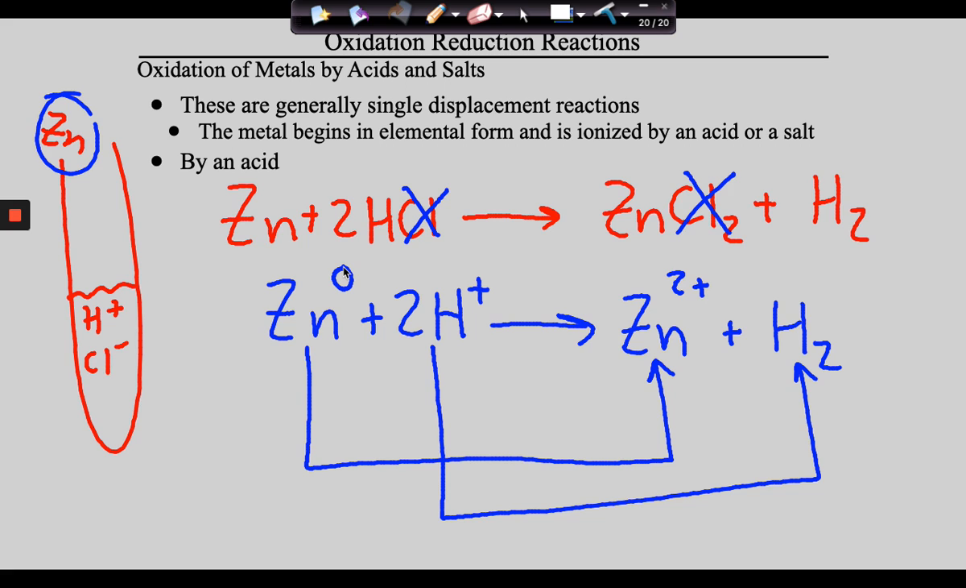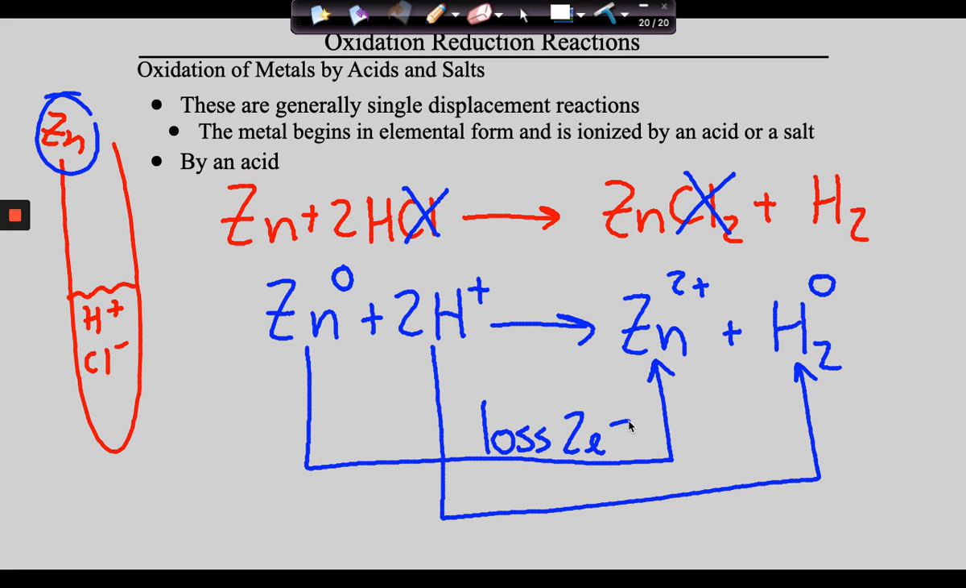Then guys, what about the diatomic hydrogen? What's its charge? Also 0, since this is its elemental form. Now guys, do this with me. Zinc is going from 0 to +2. What causes that to happen? Is it gaining or losing electrons? Losing how many? 2. So guys, this represents the loss of 2 electrons.